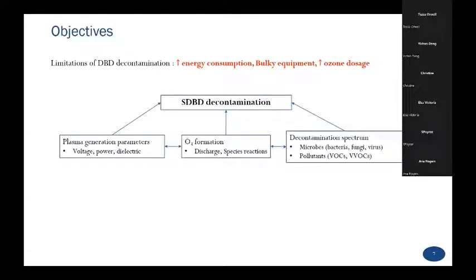First, researchers have studied how different plasma generation parameters affect the plasma formation itself, like voltage, power, and dielectric material used for the formation. The second research focus has been on ozone formation and ozone generation, which is basically the study of various species reactions that occur within the discharge to generate ozone.